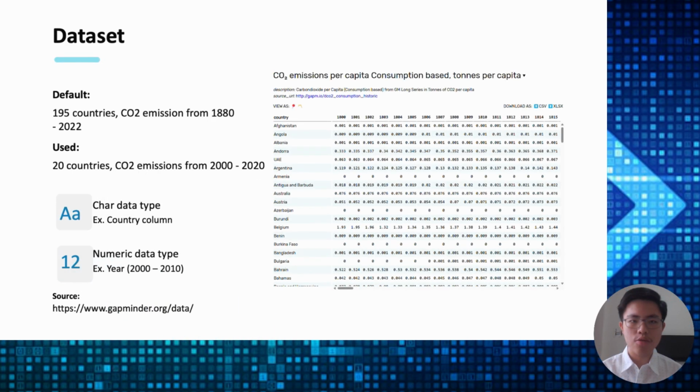The data used is sourced from gapminder.org, which consists of a list of 195 countries and CO2 emission data from the years 1880 to 2022. However, this experiment only used CO2 emission data from 20 countries from the year 2000 to 2020. The country name data is the character type, whilst the emission data from 2000 to 2020 is the numeric type.